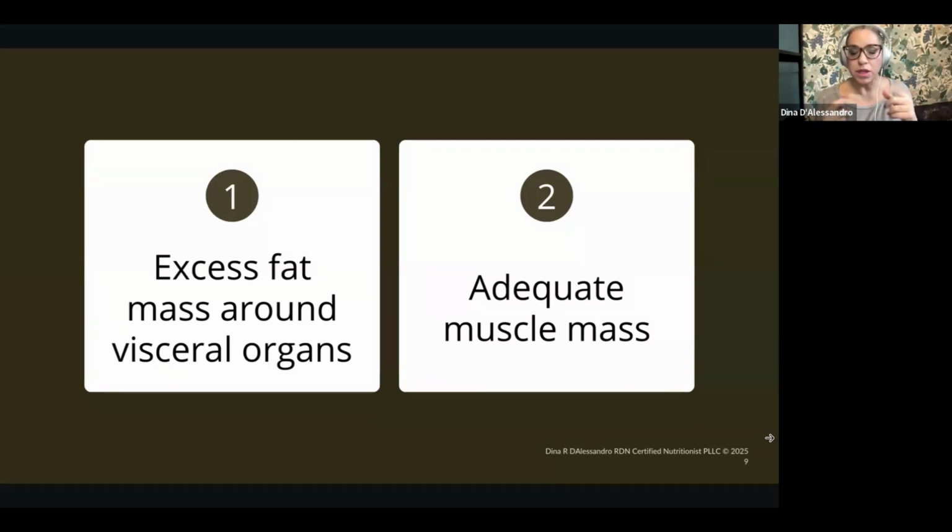Conversely, when we're trying to assess muscle mass, that plays a role in things like I mentioned before: your metabolic health, your mobility, functional independence, strength, etc. Let's put in the chat too, what comes to mind when you think of muscle mass?